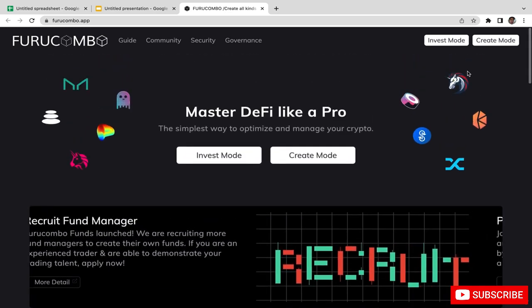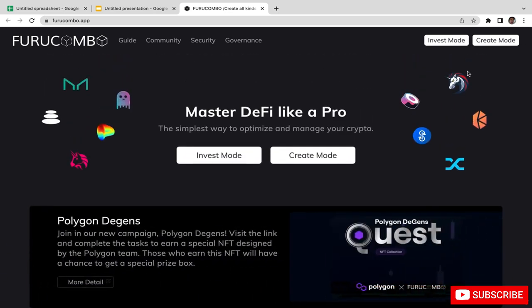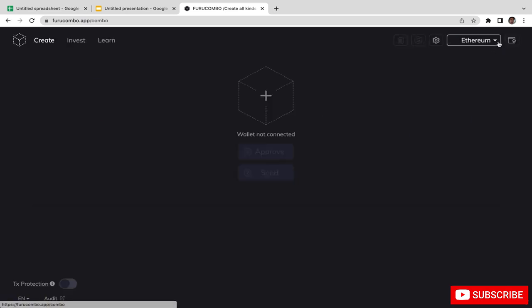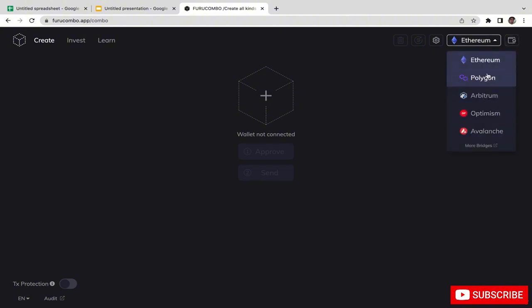Yeah, it looks pretty cool, right? It has a pretty clean interface. So let's begin with clicking on this button, create mode. Okay, so click on that button. If I click on this, there are 5 different blockchains available as of right now on Furucombo. First one is Ethereum, second one is Polygon, then Arbitrum, Optimism, and Avalanche. But the big main two are Ethereum and Polygon Matic.